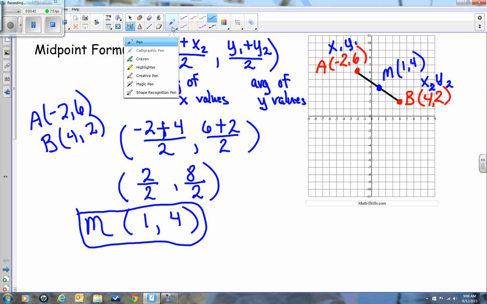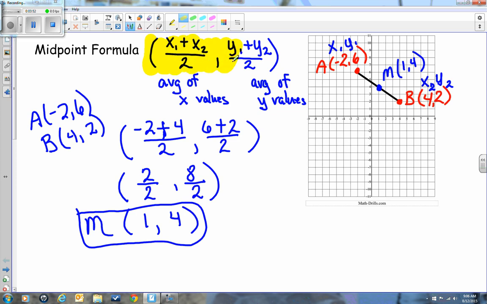I'm going to go ahead and highlight the formula. I would like you guys to either highlight it or star it, because this is the formula you will be using at different points throughout the year. So, you'll need this. It'll be on your reference sheet, but it's kind of nice to have it memorized. It's easy to know it. It's just the average of the x's, adding the two x's, divide by 2. Average of the y's, add the two y values, divide by 2.